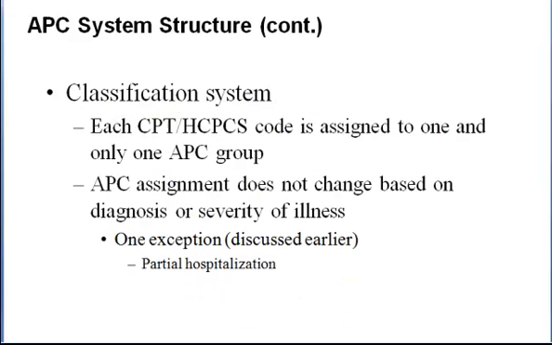Each HCPCS code is assigned to one and only one APC. The APC assignment for a procedure or a service does not change based on a patient's medical condition or the severity of their illness. There may be an unlimited number of APCs per encounter for a single patient, as we talked about earlier. The number of APC assignments is based on the number of reimbursable procedures that were provided for that patient. The one exception to APC not changing based on severity is if it's a partial hospitalization.